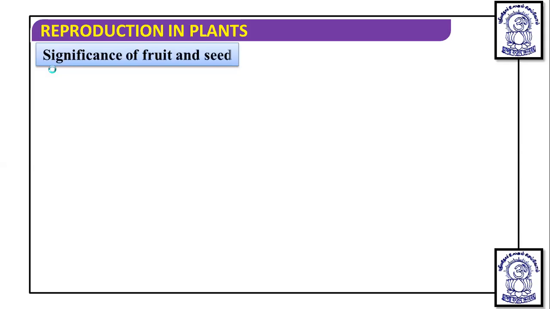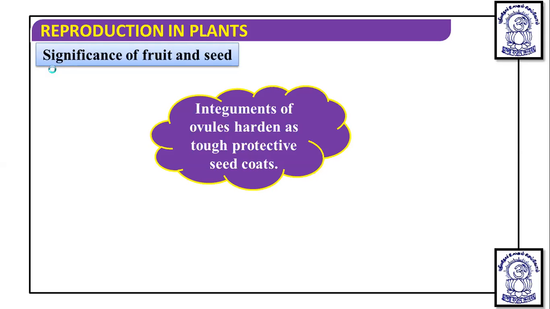Now, the significance of fruit and seed is that the integument of the ovule hardens as a tough protective seed coat. You know that integuments are modified and form a what? Seed coat. So we have studied till now that integuments modify and form the seed coat. The outer one forms the testa and the inner one the tegmen. We also know that the ovule completely modifies and forms a seed.